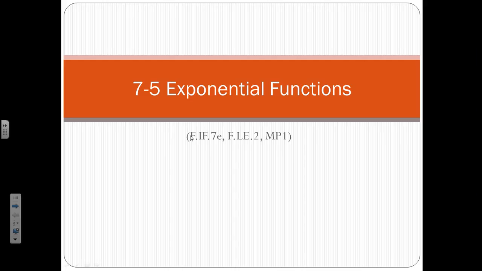Alright guys, tonight we are going to be learning about 7.5, which is about exponential functions. By the end of this lesson, you'll be able to graph exponential functions and identify data that display exponential behavior.